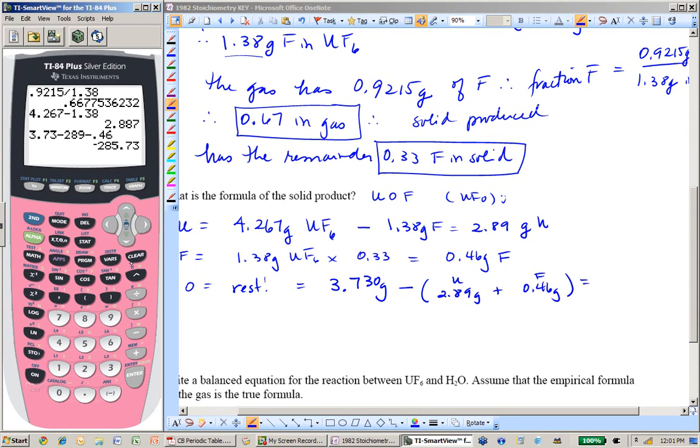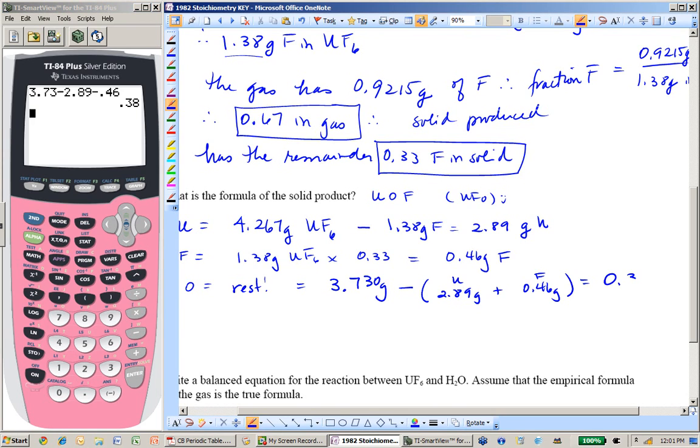Well, that didn't work out very well. Oh, I missed a decimal. Dang it. Try that again. 3.73 minus 2.89 this time minus 0.46 equals 0.38 grams of oxygen.